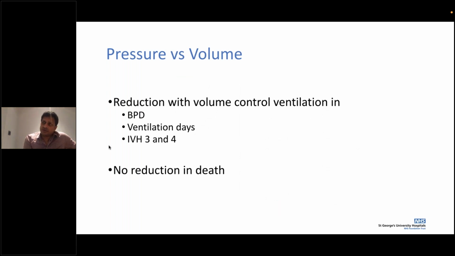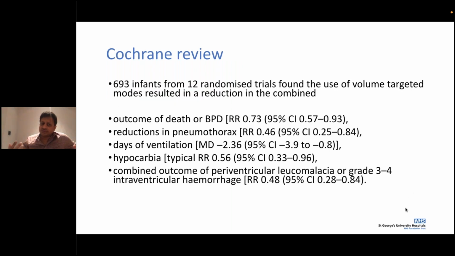So I've spoken about different modes. I've spoken about pressure versus volume, and in pressure I've spoken about triggered and non-triggered modes of ventilation. There is more and more evidence that if a baby is otherwise well, then volume targeted ventilation is probably a better mode of ventilation, and there is no dearth of evidence for that. It reduces BPD, bronchopulmonary dysplasia, the ventilation days, the IVH days, and deaths as such. And there is a Cochrane review to support that.